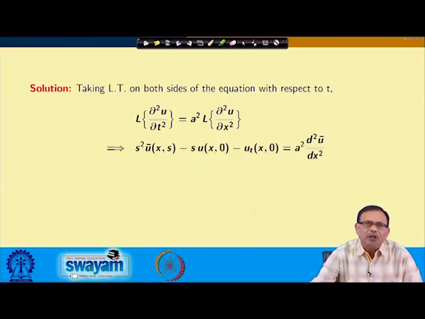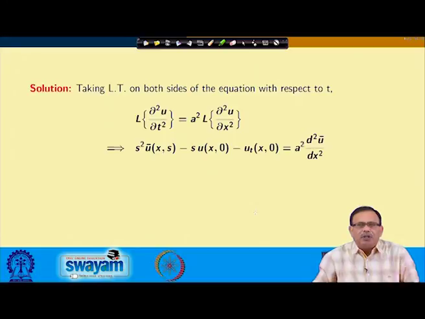t. Once I am doing it with respect to t, on the left hand side the Laplace transform of ∂²u/∂t² will be s² ū(x,s) − s u(x,0) − u_t(x,0), from the formula which I have given in the last lecture. This equals a² d²ū/dx², since the Laplace transform is with respect to t, therefore the Laplace transform of ∂²u/∂x² equals d²ū/dx², where ū is nothing but the Laplace transform of u(x,t).